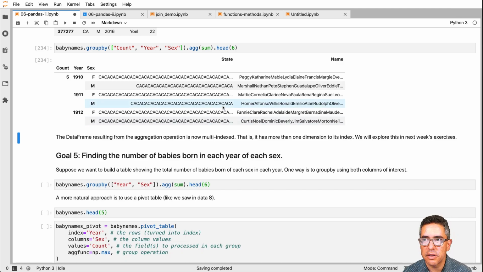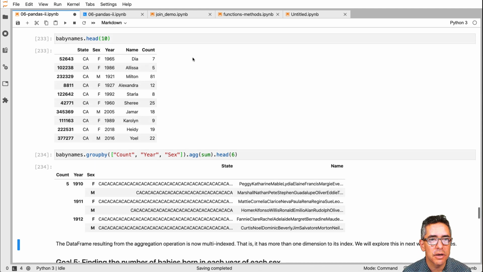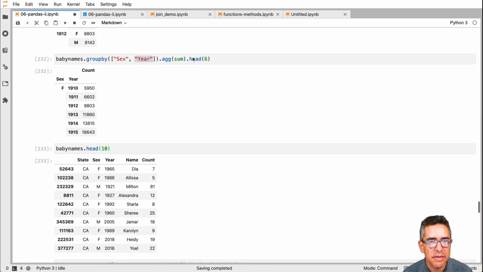And the result here, that one took a long time to run, and look at the strange result that we got. Well, in this case, we asked the group by count, year, and sex, and then we called on the remaining data, we called sum instead.